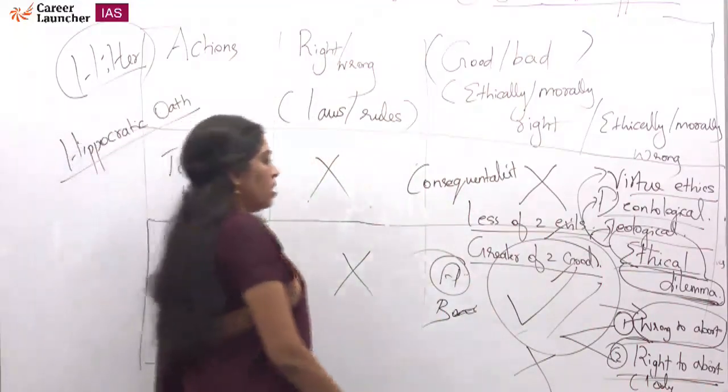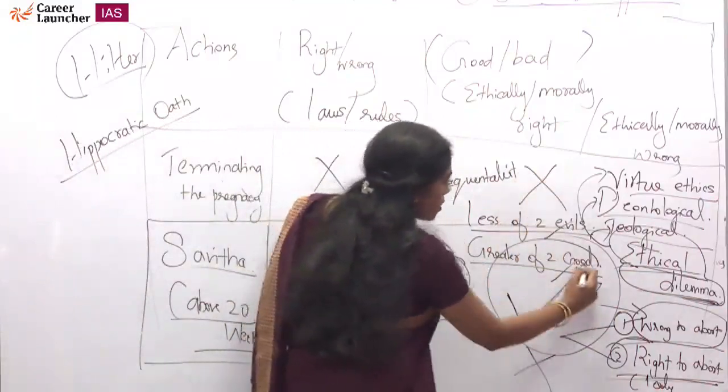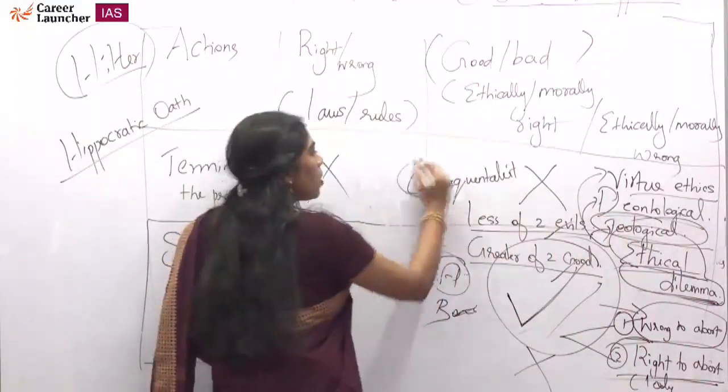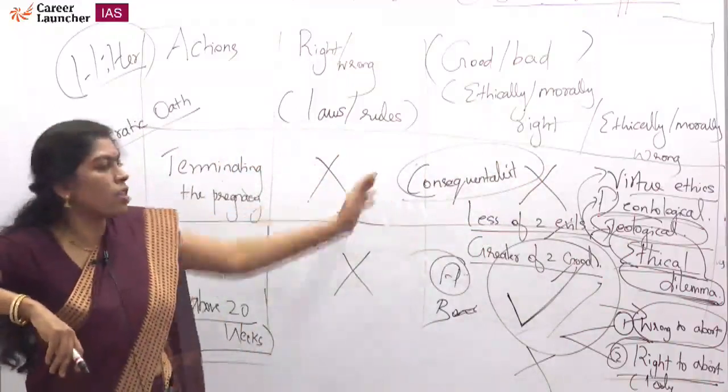Right? So, consequentialist theory, as I already told, I went with this right option because I am choosing this based on teleological ethics, that is based on consequences. The other name of teleology is consequentialist.